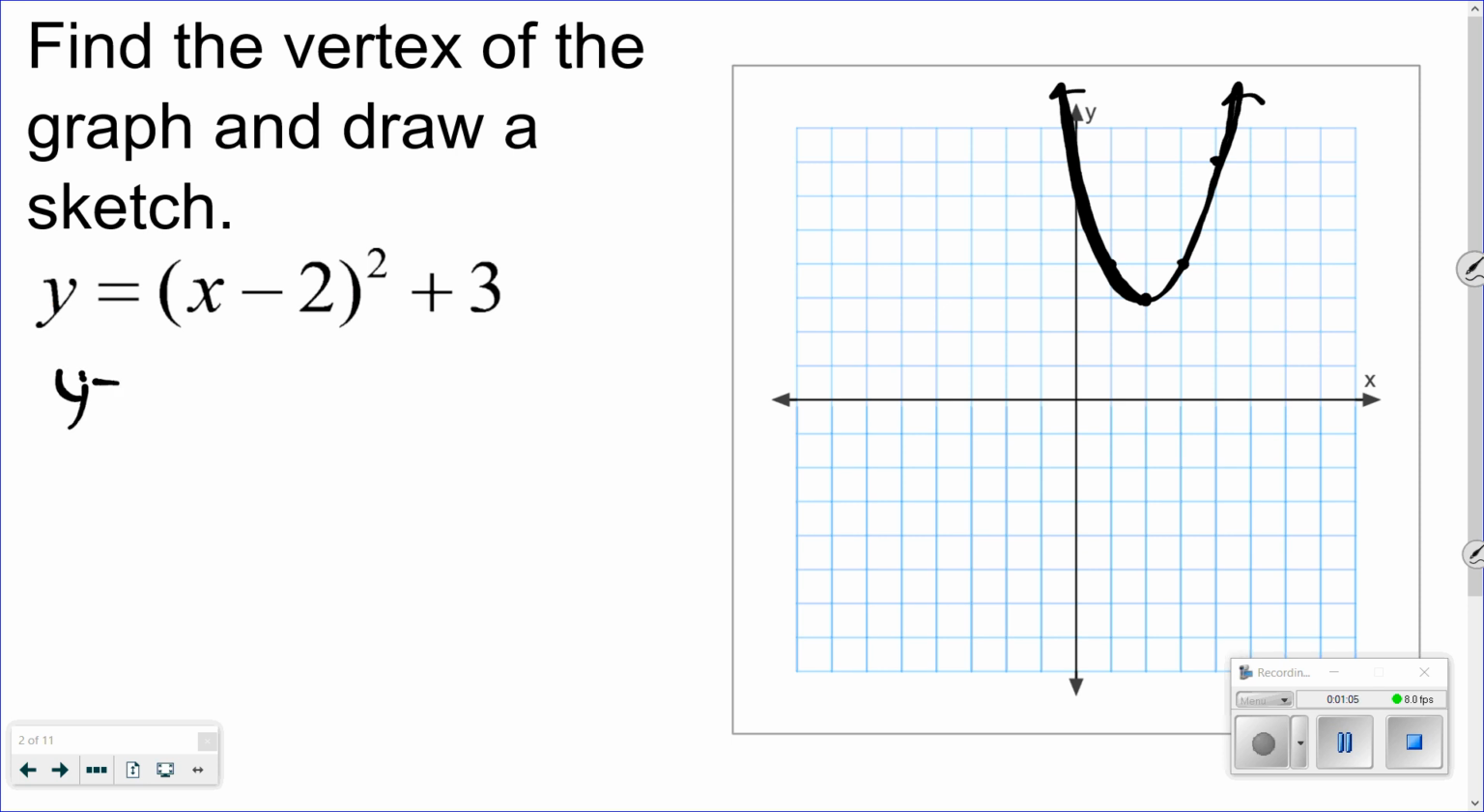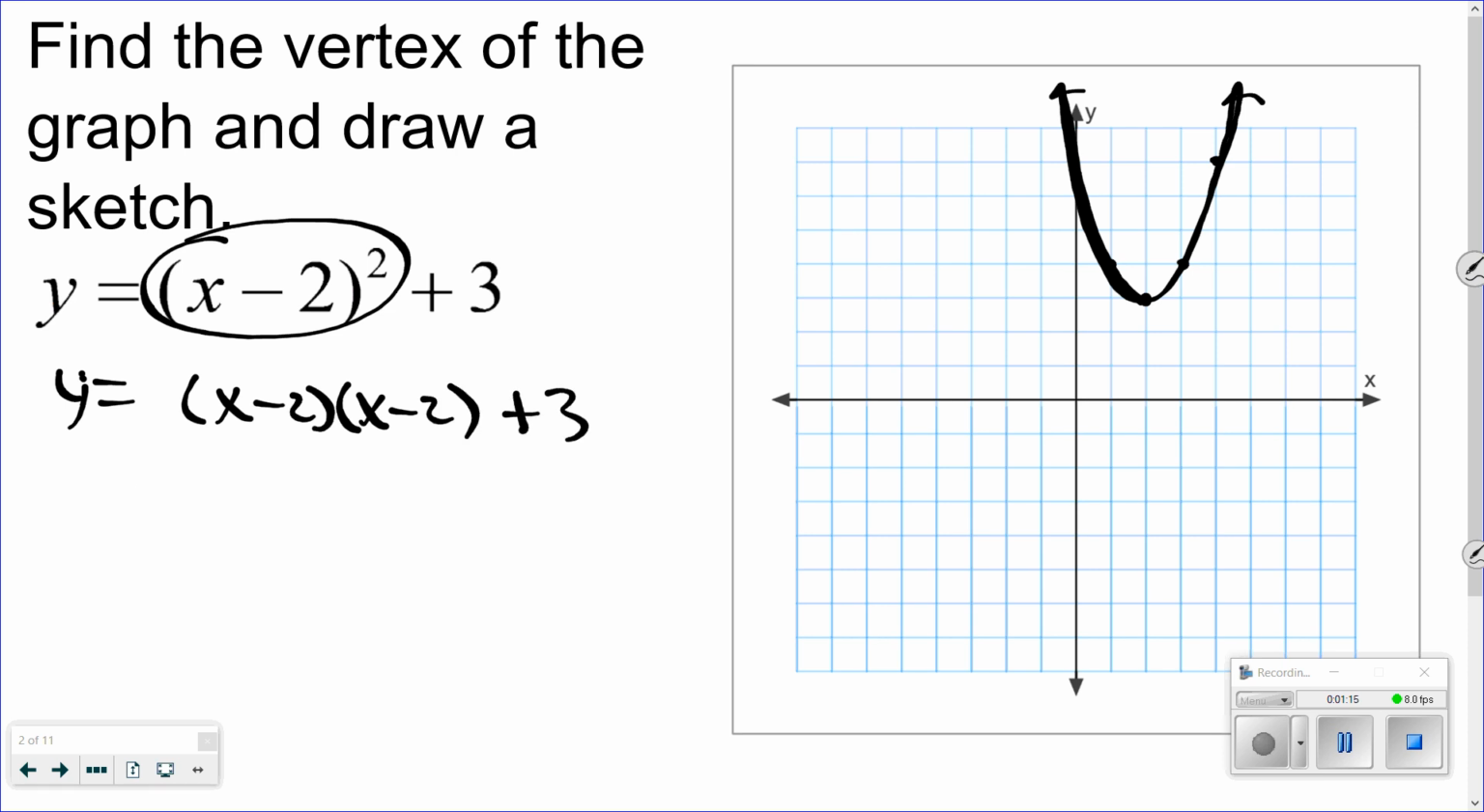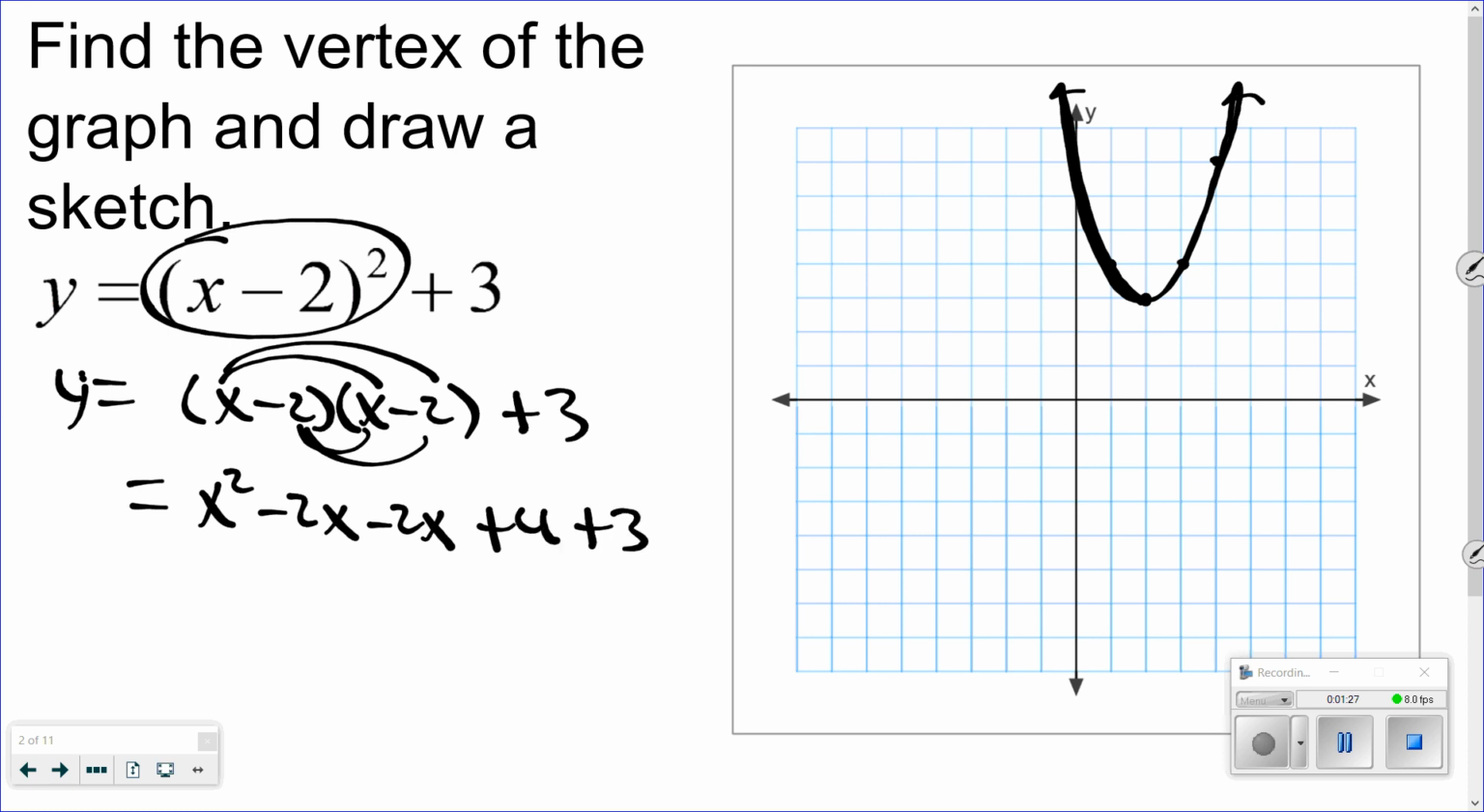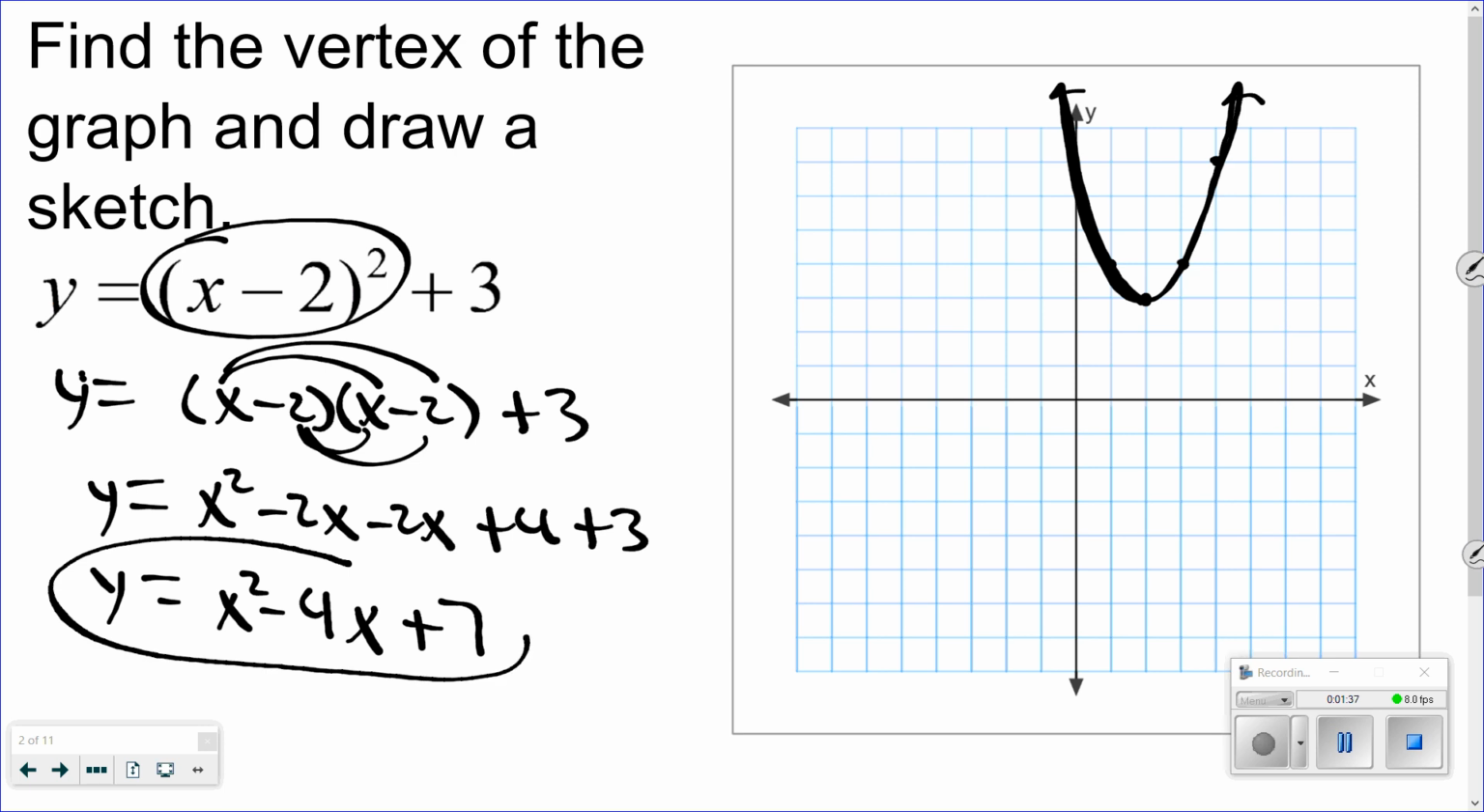So y equals, I'm going to multiply out this x minus 2 squared. So remember, x minus 2 squared is x minus 2 times x minus 2. So if I multiply that out, I end up with x squared minus 2x minus 2x plus 4, and I still have that plus 3. Combine your like terms, we end up with y equals x squared minus 4x plus 7. So this equation, this function, and this original function up here, they're the same thing.